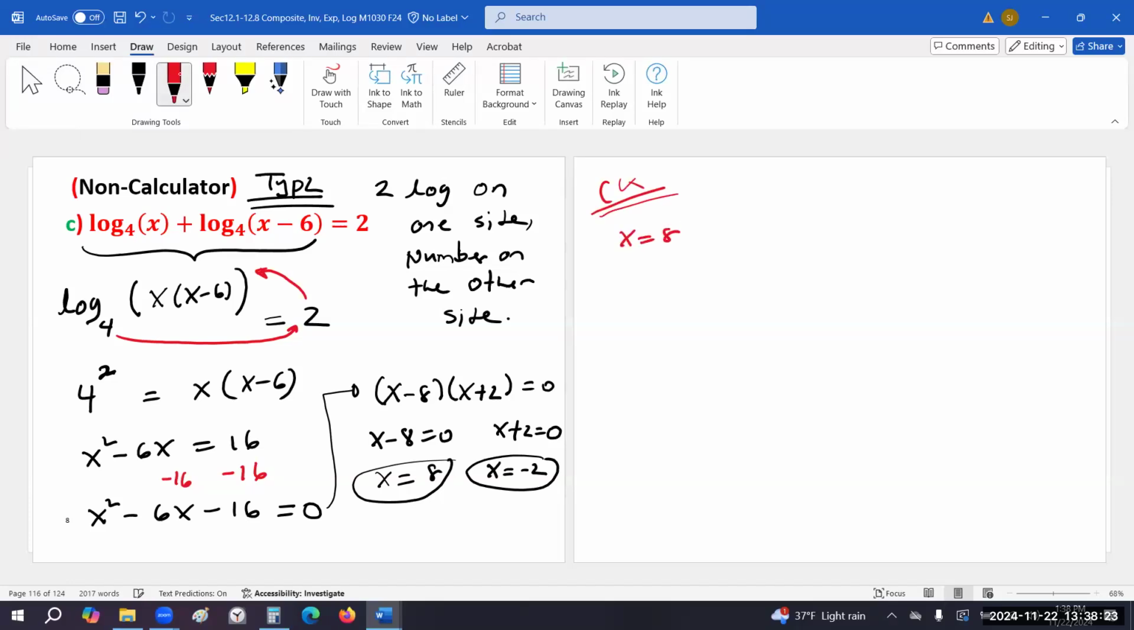Let's check the first one. X equals 8, x equals negative 2. So this time we have two arguments. One is x and one is x minus 6, right?